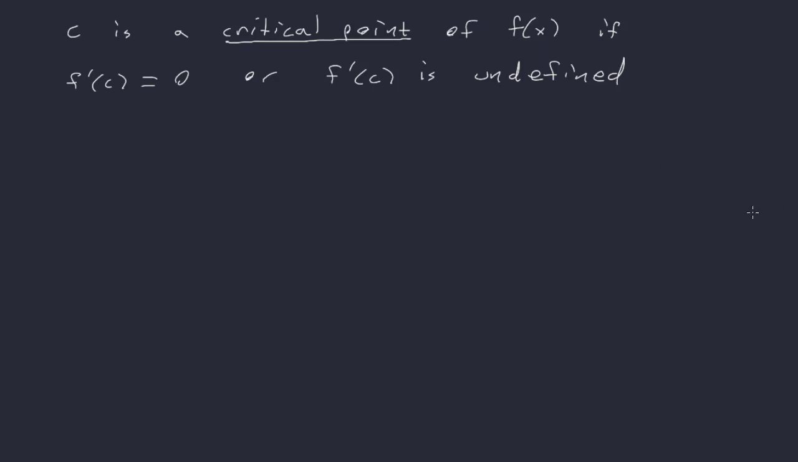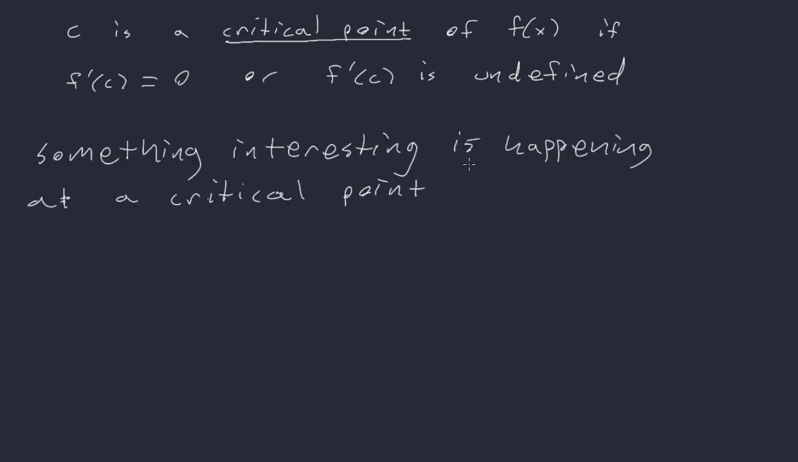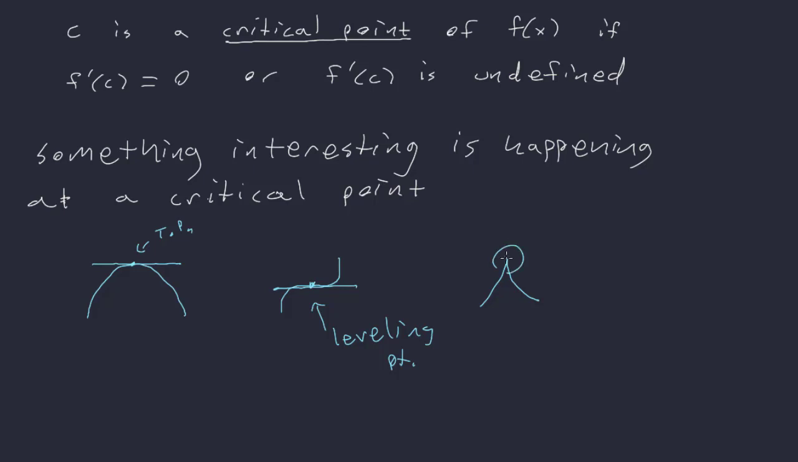And why they're called critical points is really because something interesting is happening at a critical point. Right? So what do I mean something interesting is happening? Well, just like what we said before, if the derivative is 0, that's likely where we have a turning point, right? Which we would abbreviate as TP, turning point. So this is where f prime is 0, or it's a leveling point. Okay, and also where the derivative doesn't exist is also something interesting happening, possibly a spike.